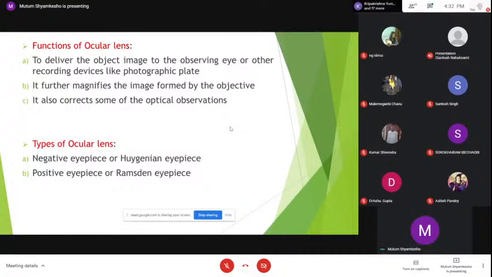Both these lenses, the eye lens and the field lens, are convex lenses. They are oriented towards the specimen. And this type of eyepiece, that is a negative or Huygens eyepiece, is mostly used in student laboratory microscopes.